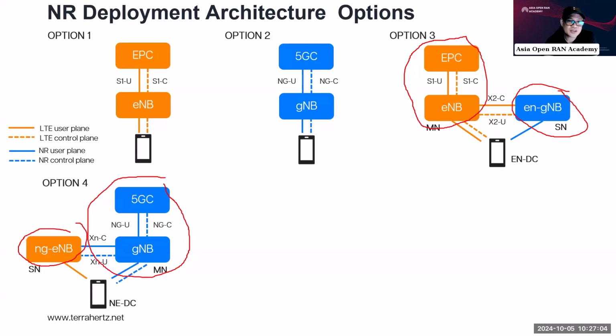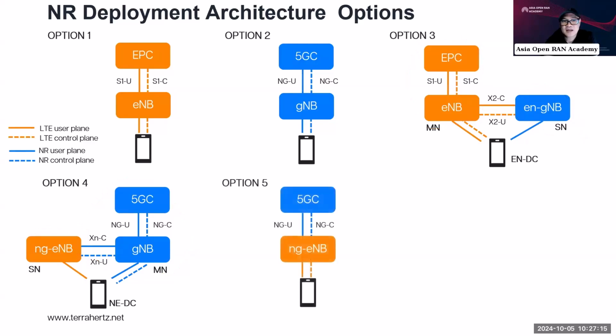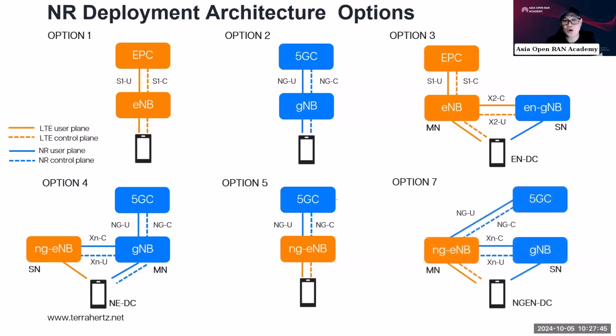Okay? So the term we use for the LTE connected to a 5G core network is the next generation E node B. Okay? And then you also have 5G option 5, where you have a 5G core. I don't know why you are using an NG E node B. Probably in some cases. But the 3GPP has set this deployment option. It's up to you if you find a use case applicable for this kind of architecture option.